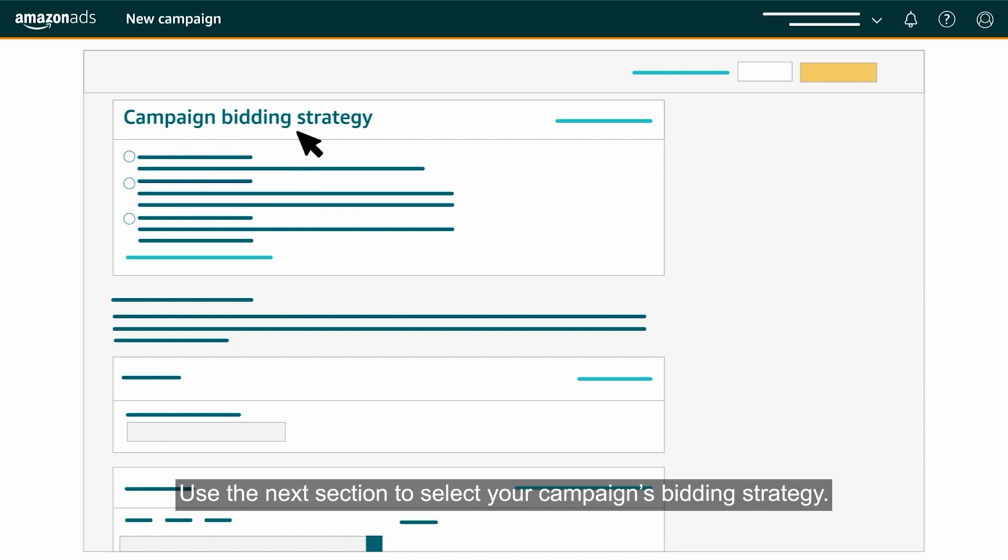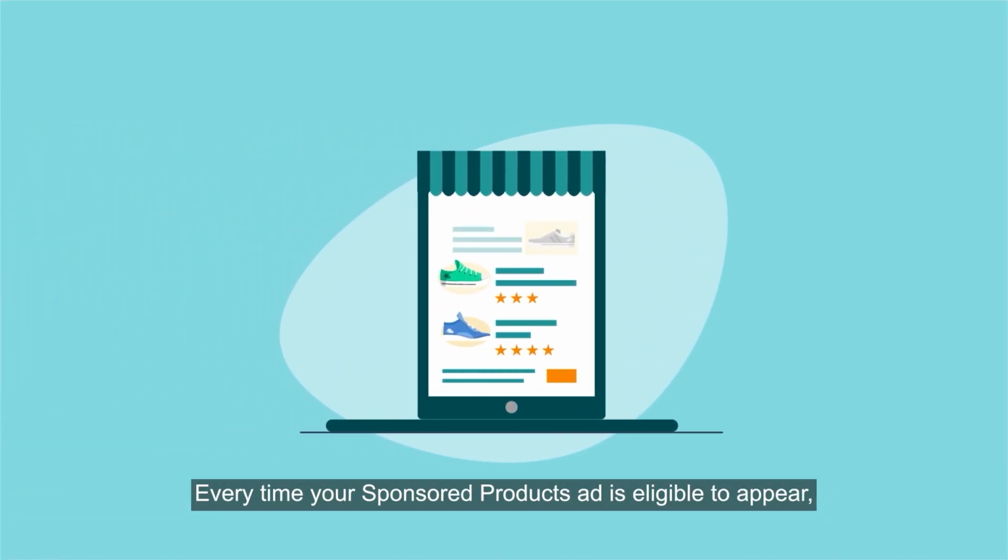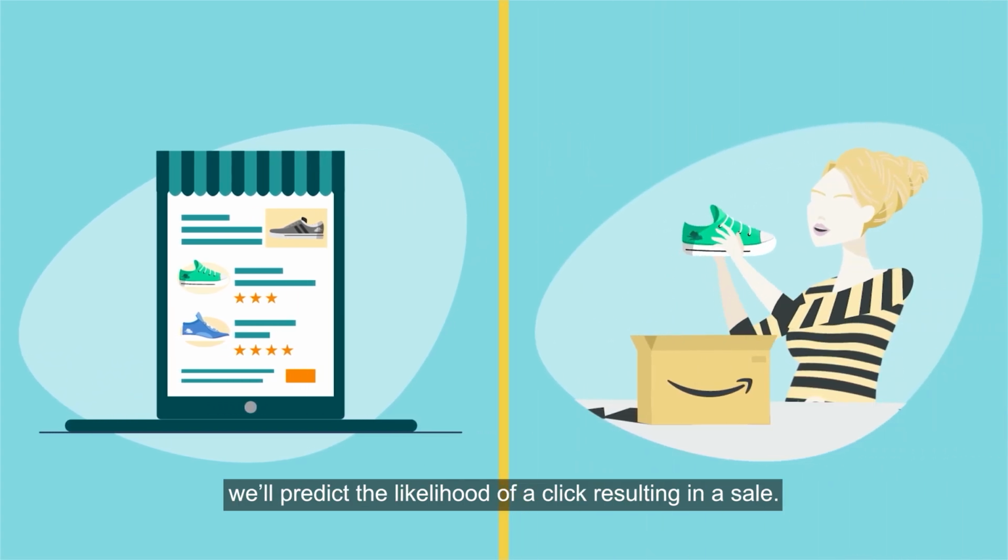Use the Next section to select your campaign's bidding strategy. We recommend choosing Dynamic Bids Up and Down. Every time your sponsored products ad is eligible to appear, we'll predict the likelihood of a click resulting in a sale. We'll increase or decrease your bid based on this likelihood.